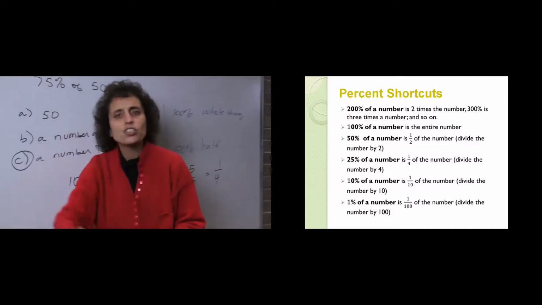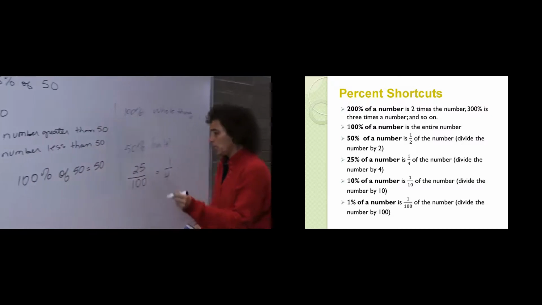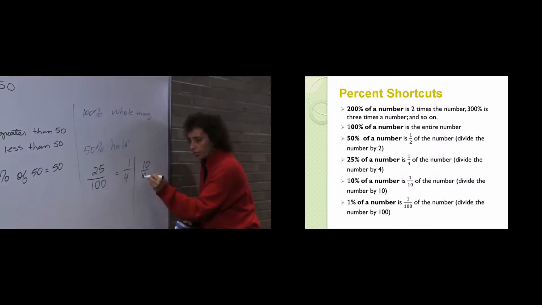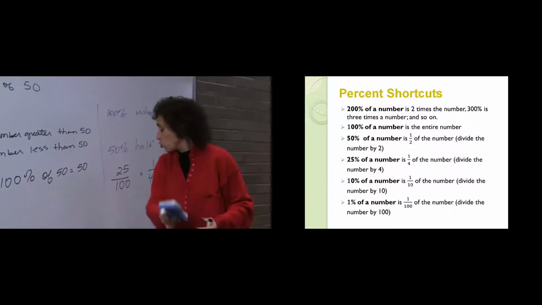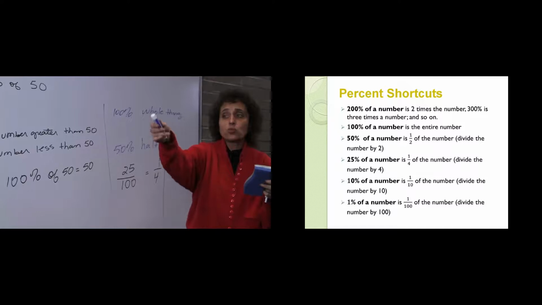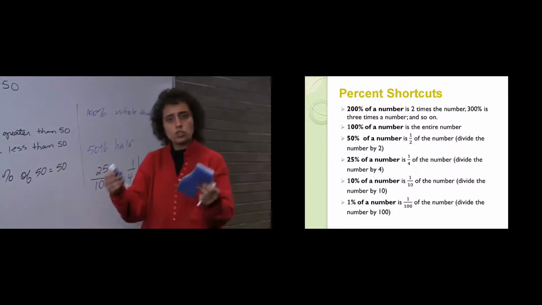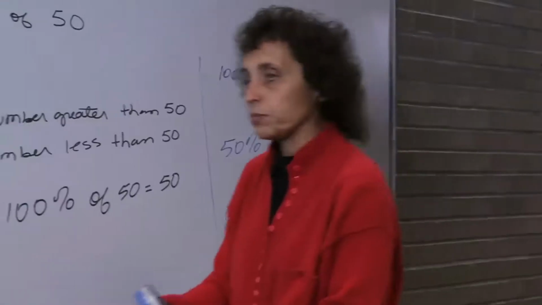10% of a number is 1/10 of the number. 10% is 10 out of 100, which reduces to 1/10. So hopefully these shortcuts make sense. 1% is 1/100th of the number. So let's use these shortcuts to do the following problems.